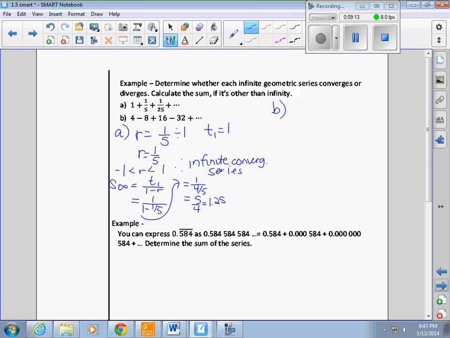So B, 4 minus 8 plus 16 minus 32. The first thing I need to do is calculate my ratio. So I have term 2 is -8 divided by term 1, which is 4. That equals -2. So that means that my r is going to be less than -1. So this means that this is a divergent series.